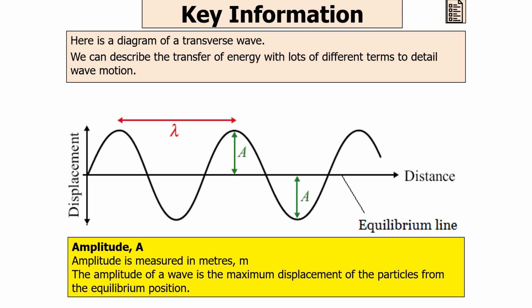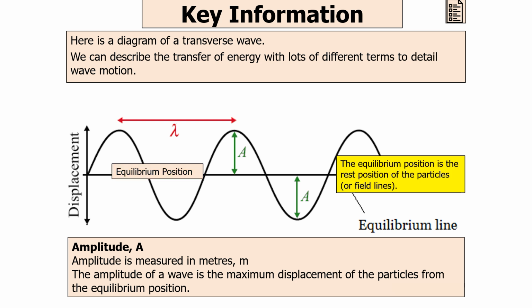Amplitude is measured in meters, and the amplitude of a wave is the maximum displacement of the particles from the equilibrium position. The equilibrium position, as you can see on the screen, is the rest position of the particles or the field lines.